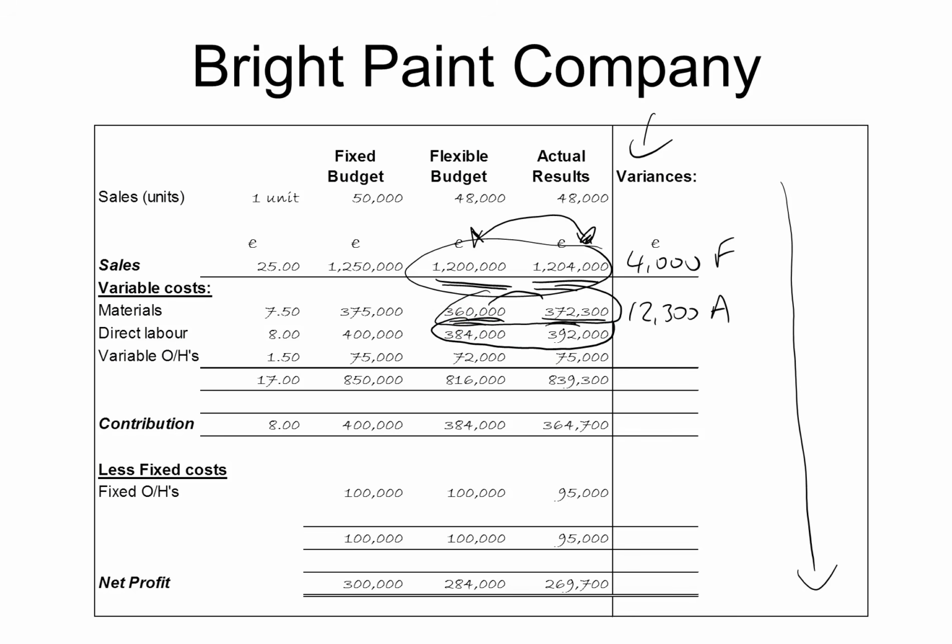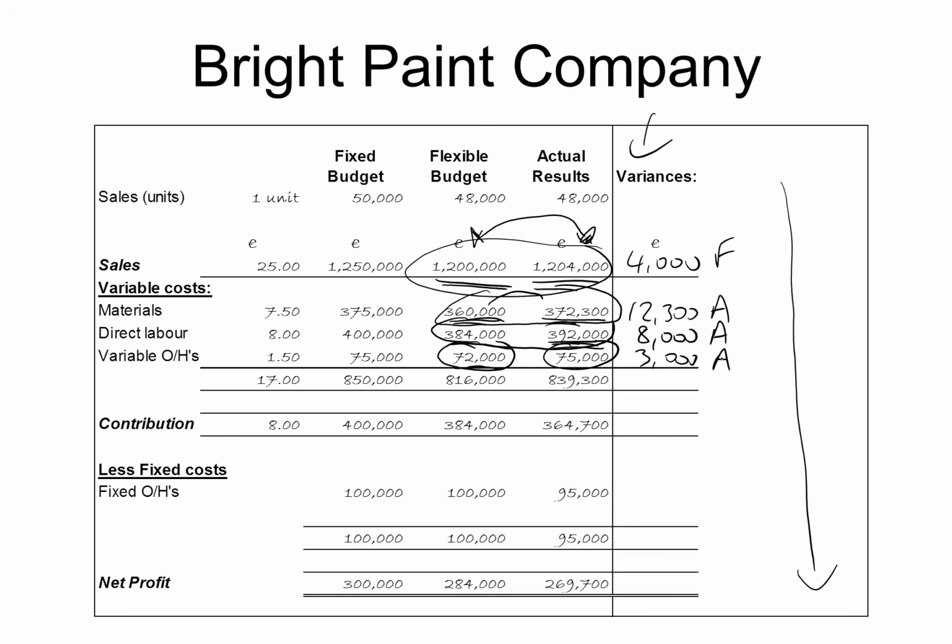Direct labour, 384,000 is what we would have expected. 392,000 is the actual outcome. That's a difference of 8,000. And again, the actual figure is higher than the flex budget, so that's an adverse variance. And then finally on the variable cost variances, we would expect the variable overhead to be 72,000. They actually were 75,000. That's a difference of 3,000. And again, the actual results were higher than the flex budget, so that is an adverse variance.